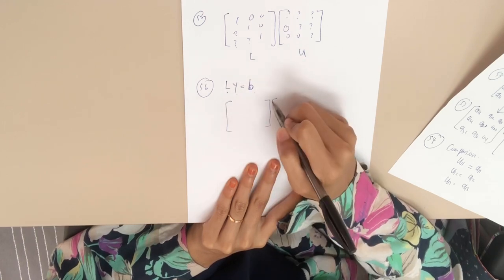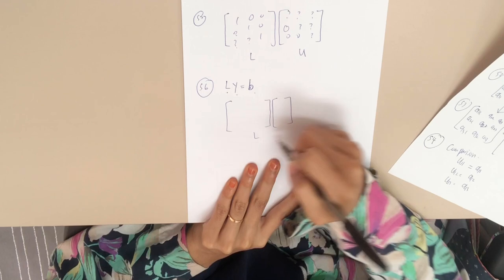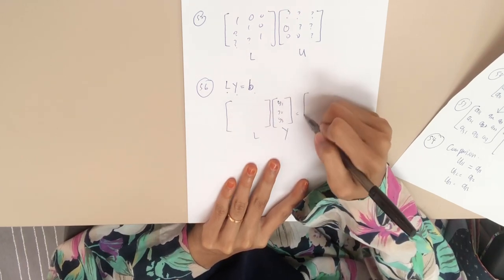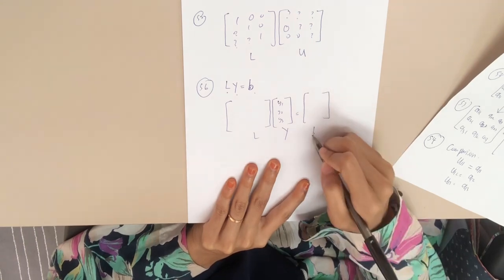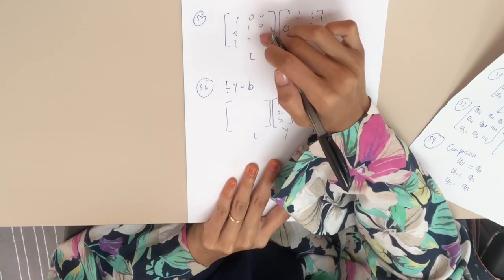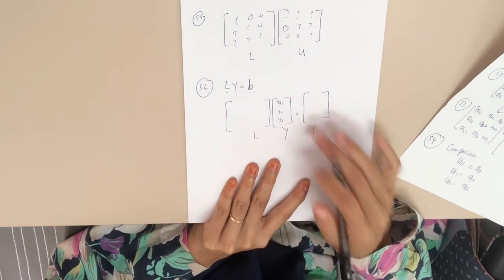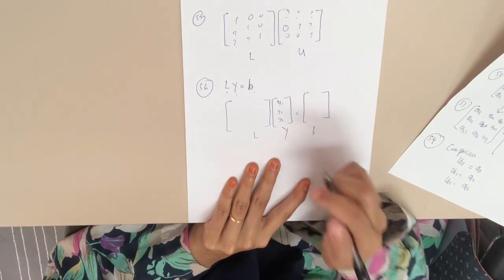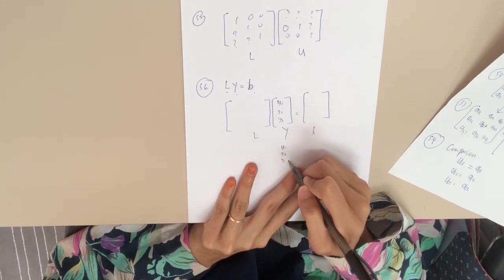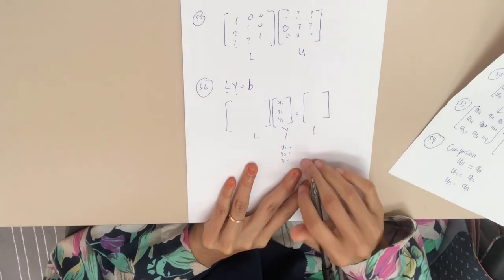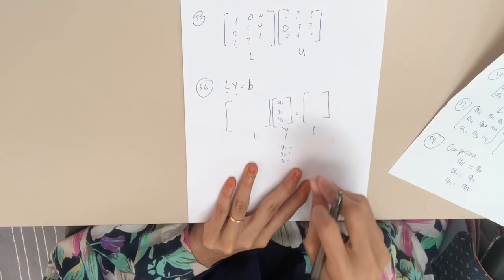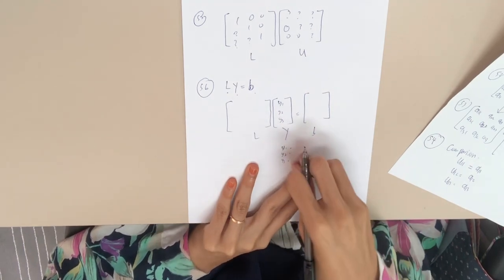So this is matrix L, this is matrix Y. Y is a variable, and this is matrix B. Matrix B is numbers, matrix L also numbers. L you can get from step 5, and B you can get from the question. After you complete this, you will get the values for Y1, Y2, and also Y3. So our objective at step number 6 is to get these values Y1, Y2, and Y3.